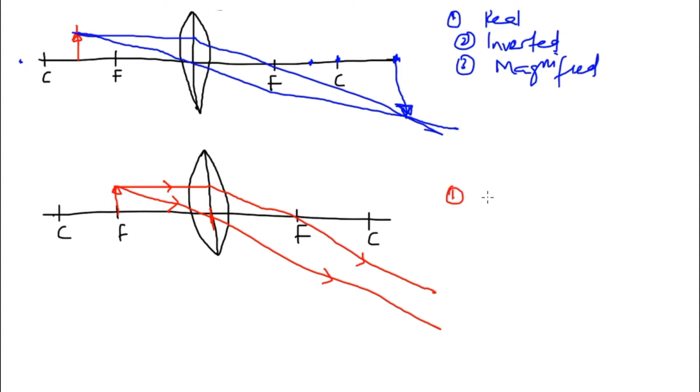So one of the characteristics is that no image is formed, but because we believe that an image should be formed, sometimes we say that the image is formed at infinity. That is, the image is formed at a very far place.